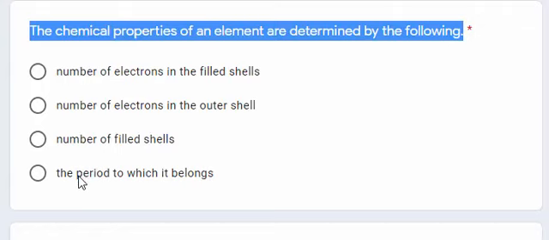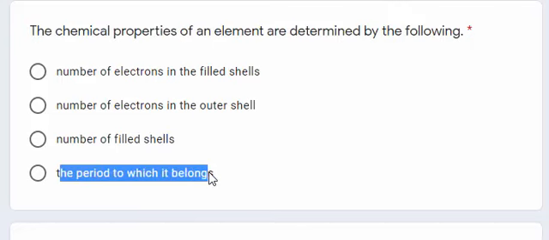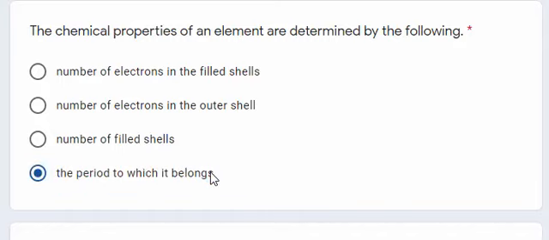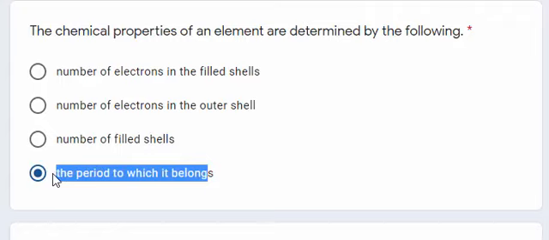Okay, so let's see. Now, the period does not tell us about chemical properties. It tells us only how many shells the atom would have. The first period has only one shell, the second period 2 shells, the third period 3 shells, and so on. That's what the periods tell us. They don't tell us about the chemical properties.